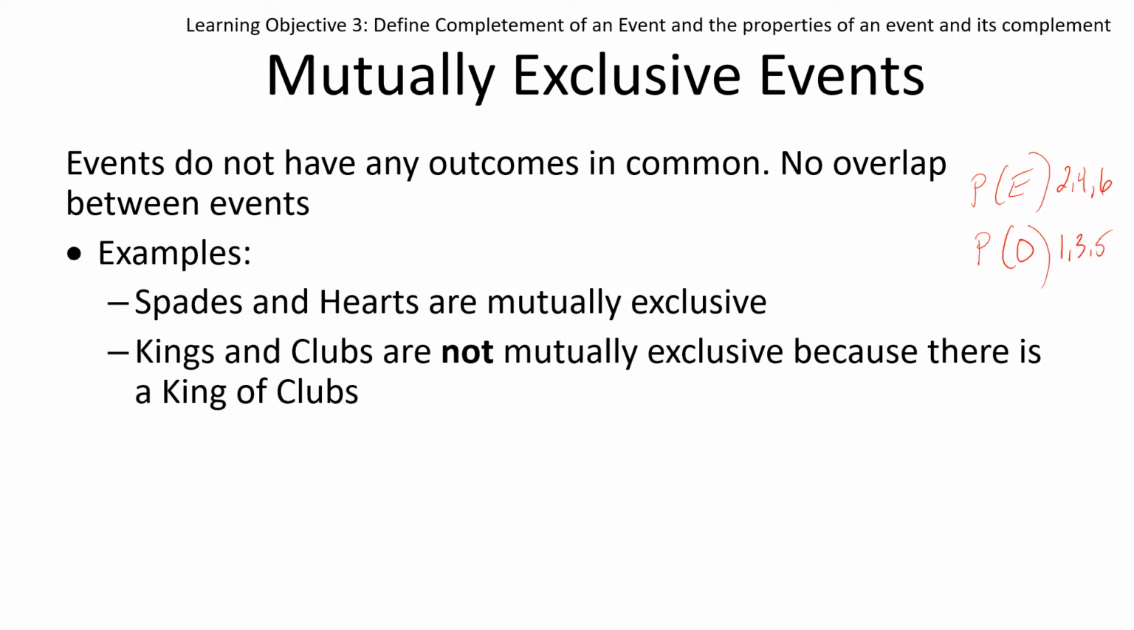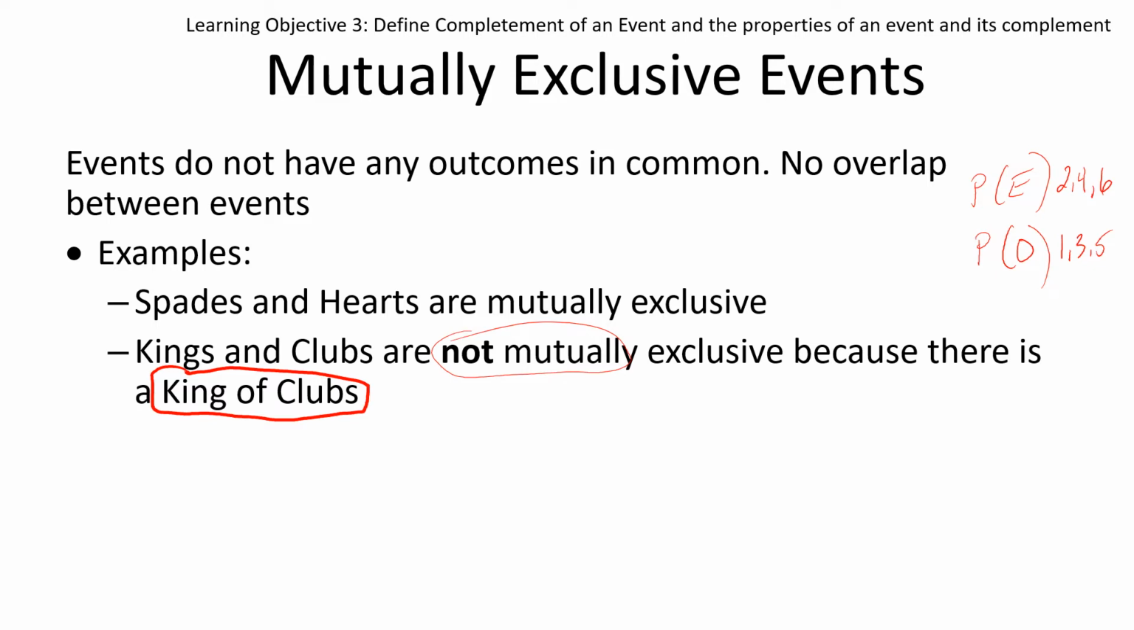For example, with a deck of cards, spades and hearts are mutually exclusive. There are no cards that are both spades and hearts. But kings and clubs are not mutually exclusive, because the king of clubs falls in both groups. If we were looking at the probability of kings and the probability of clubs, the king of clubs is in both groups, so it's not mutually exclusive.